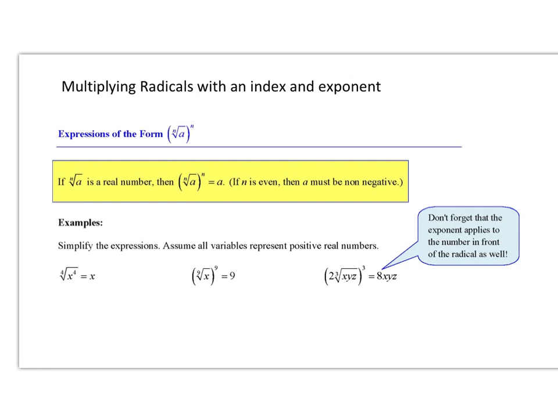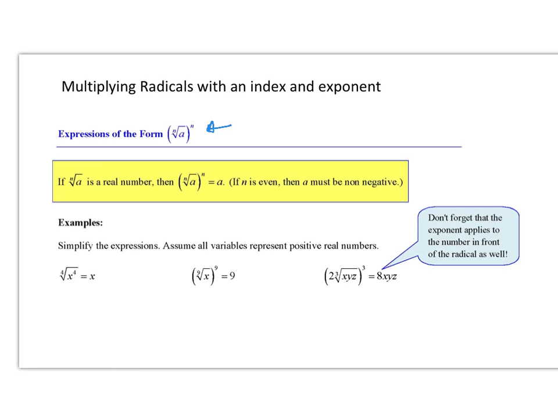So we want to multiply radicals with an index and exponent. The expression of the form here is the nth root of a raised to the nth power. So if we have the nth root of a and it's a real number, then raising it to the nth power is just a. If n is even, then a must be non-negative.